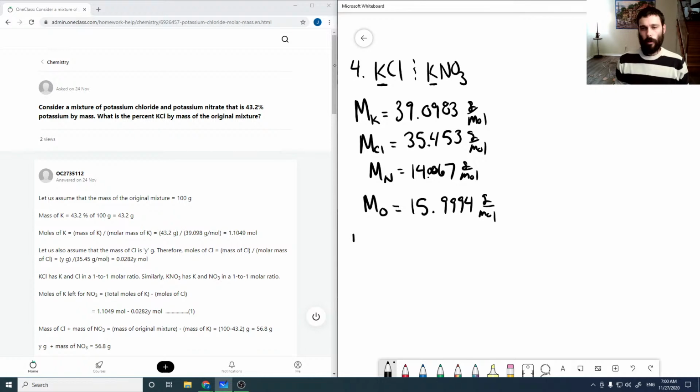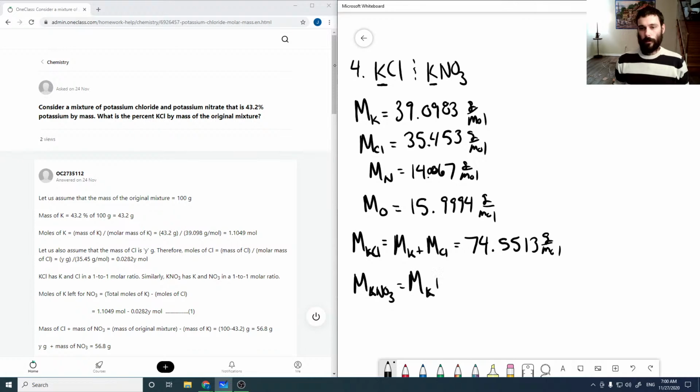All right, so the molar mass of KCl is M_K plus M_Cl, which comes out to be 74.5513. And the molar mass for potassium nitrate is our potassium plus our nitrogen plus 3 times our oxygen, which comes out to be 101.1032.